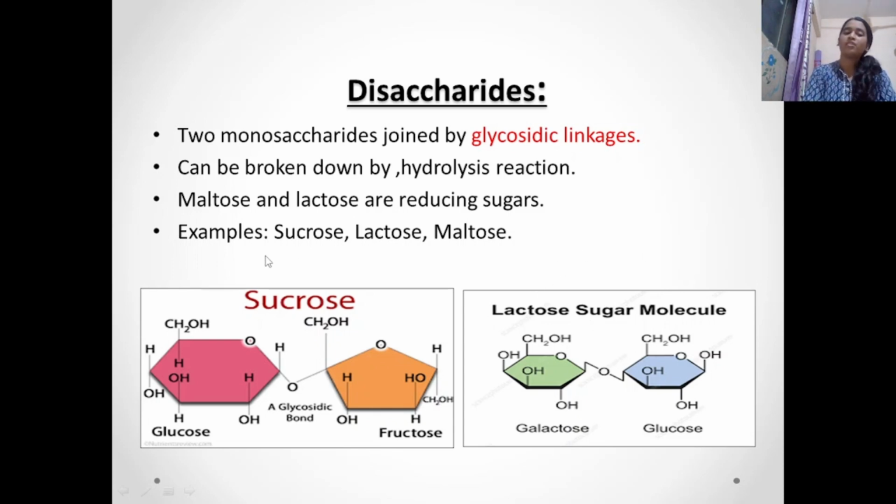Examples of disaccharides include lactose, sucrose, and maltose. For example, if we see the structure of sucrose here, it is made up of two monosaccharide units, that is glucose and fructose, and lactose is made up of two monosaccharide units, that is galactose and glucose.